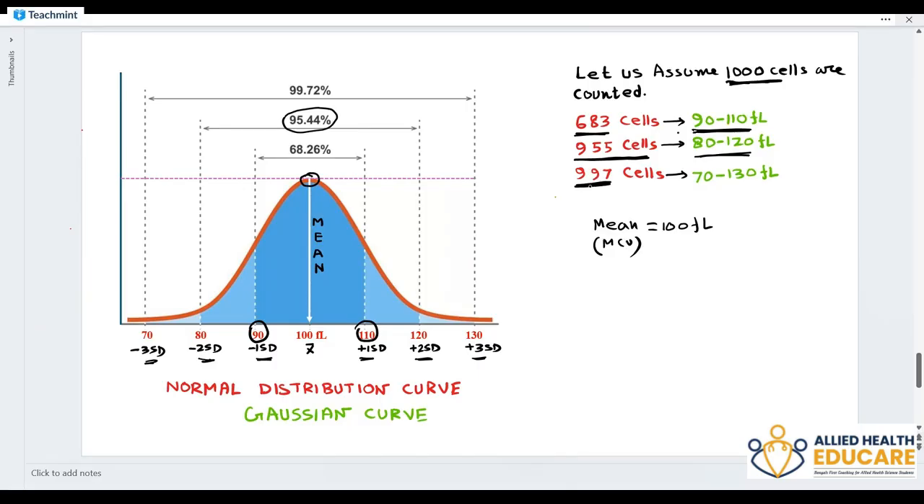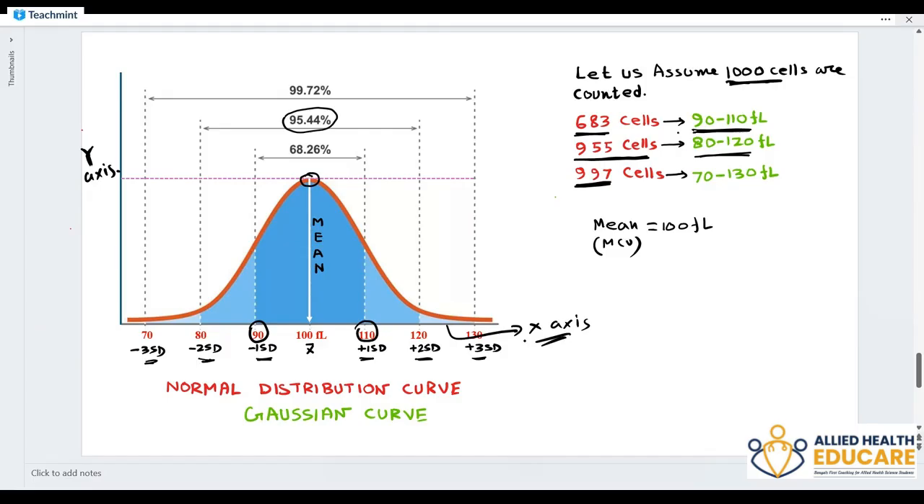So in the Gaussian curve, we can see from the picture there are two axes. This is called the y-axis and the base is called the x-axis. The x-axis represents plus SD, 1 SD, mean, etc. And the y-axis, now the main funda of the lecture, the calculation of RDW, is the y-axis.